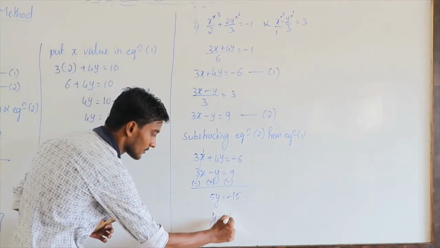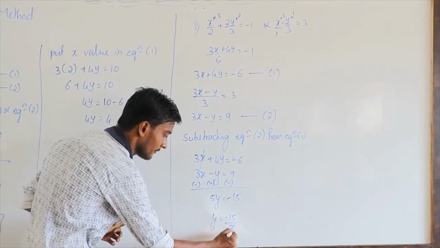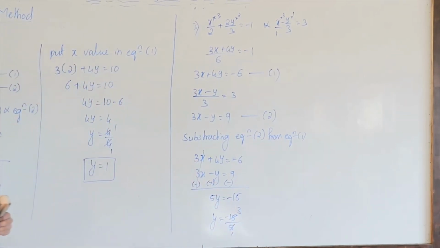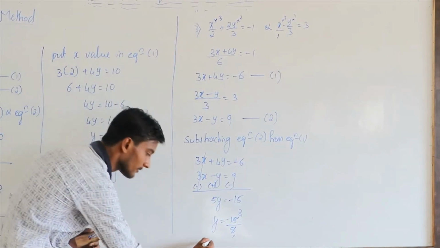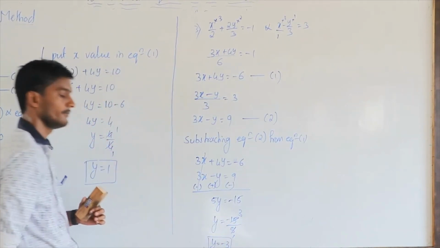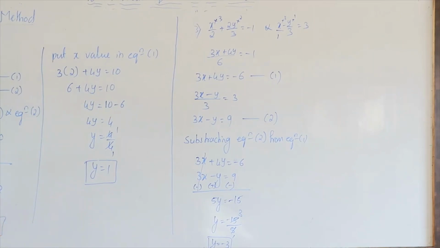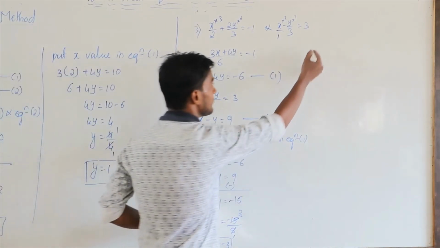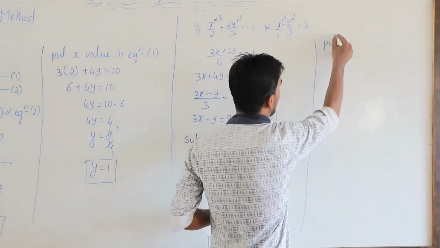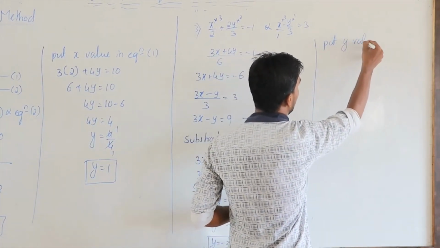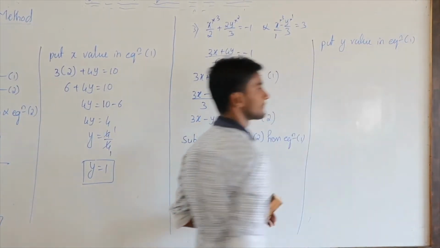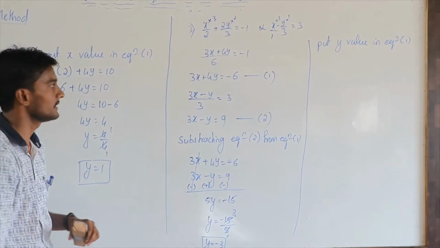Therefore, y is equal to minus 15 divided by 5. 5 ones are 5, 5 3s are 15. If you cancel, you get y is equal to minus 3. We have got the y value, minus 3. Put this y value in equation number 1 or in equation number 2. Let us put the y value in equation number 1.